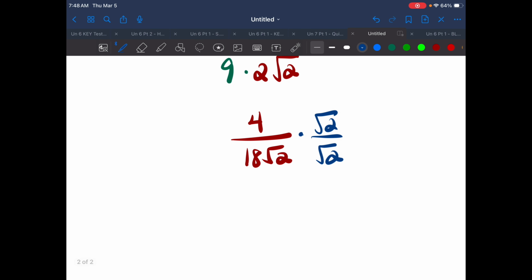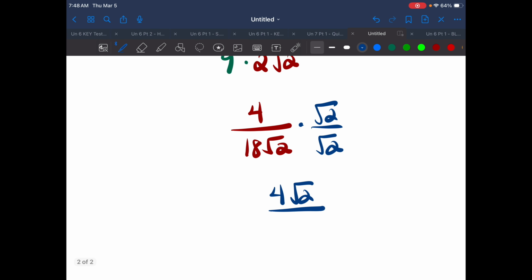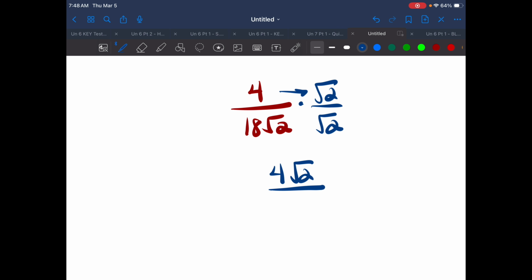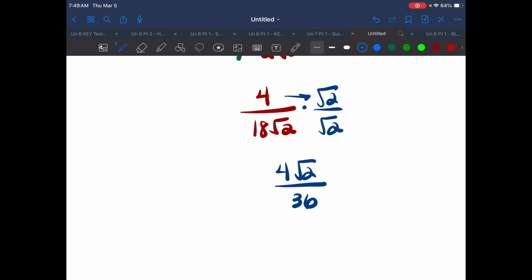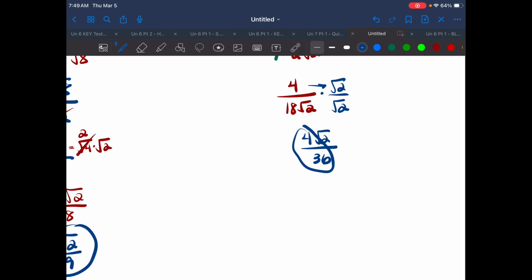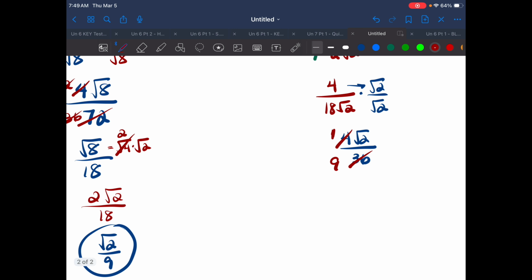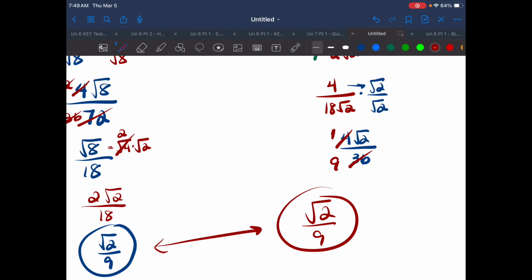Now, again, you can change your steps, change your order of doing things, but this is what my eyes are seeing. I multiply across the numerators. I get 4 radical 2. In the bottom, I get 18 times 2, which is 36. Now I'm going to simplify 4/36 by dividing by 4. 4 into 4 goes once, 4 into 36 goes 9, and once again, I get radical 2 over 9, which is the same. All righty, I hope this video helps.